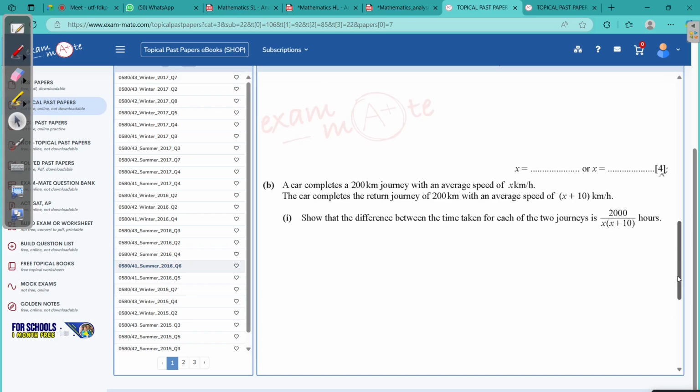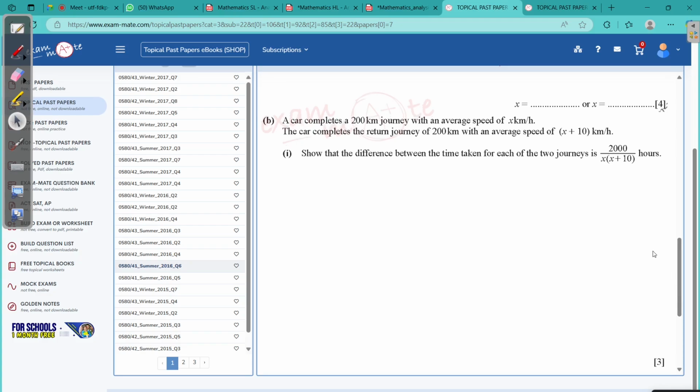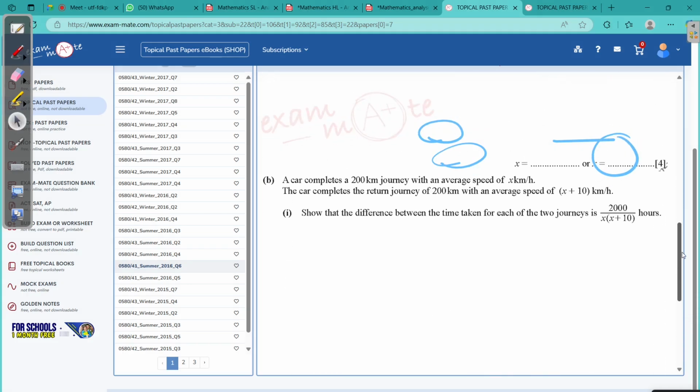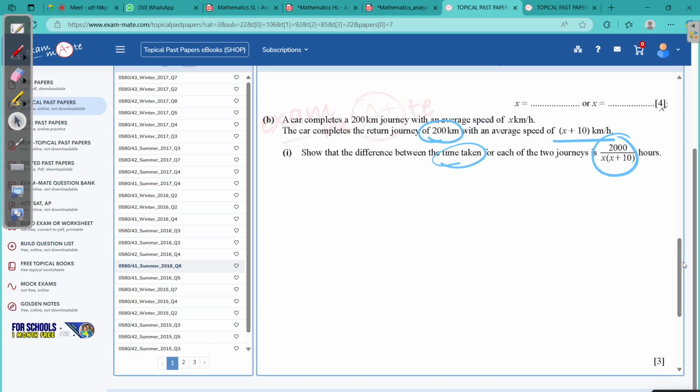Now, the next one. A car completes a 200-kilometer journey with an average speed of x kilometers per hour. The car completes the return journey of 200 kilometers with an average speed of x plus 10 kilometers per hour. Show that the difference between the time taken for each of the two journeys is this many hours. So now these are the practical questions.